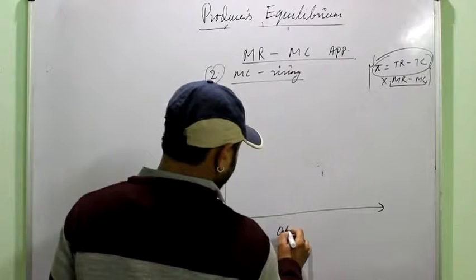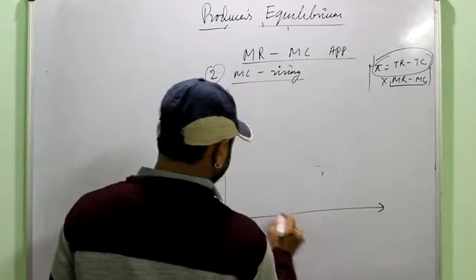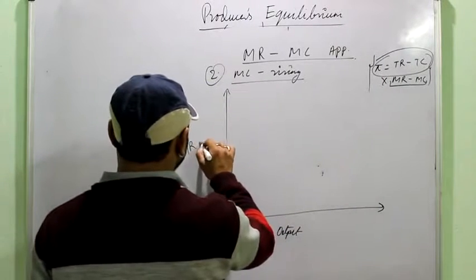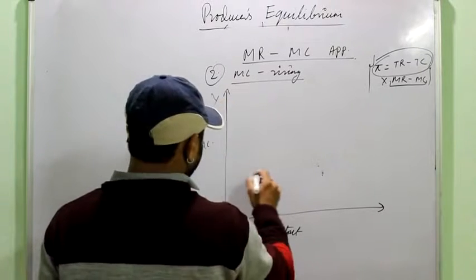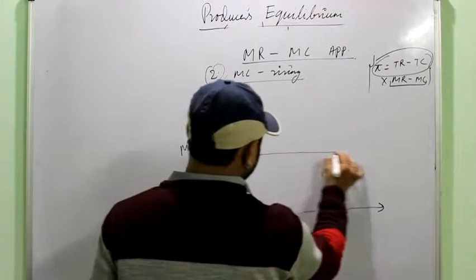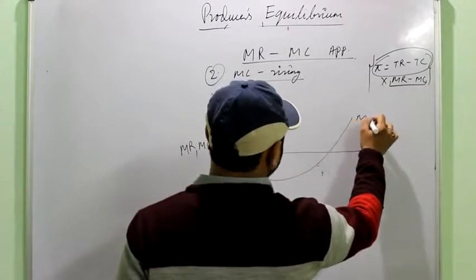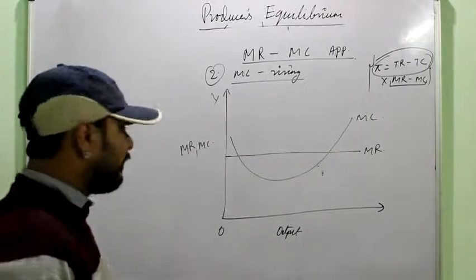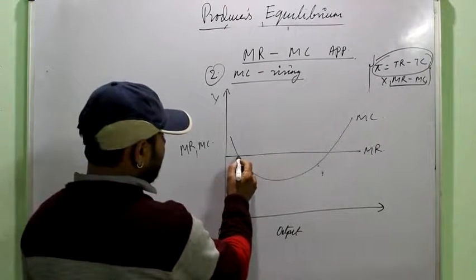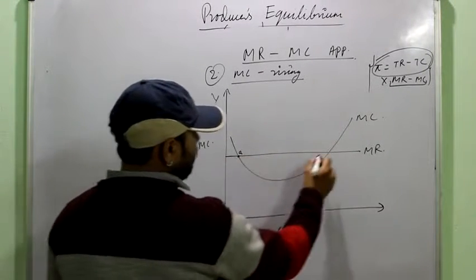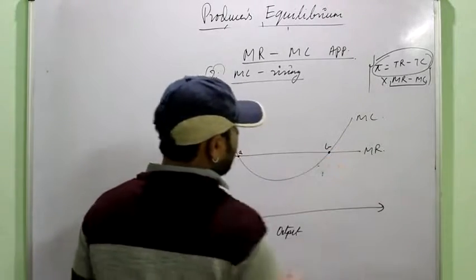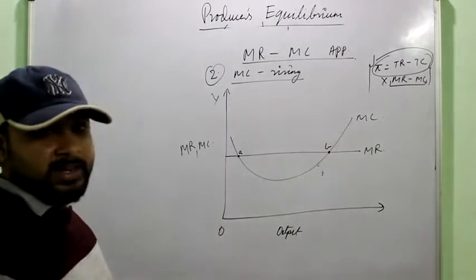Output on the x-axis and marginal revenue and marginal cost on the y-axis. We already know, suppose we take perfect competition, so MR is a horizontal straight line and marginal cost is a U-shaped curve, right? So you can simply see that there are 2 points where MR and MC are equal.